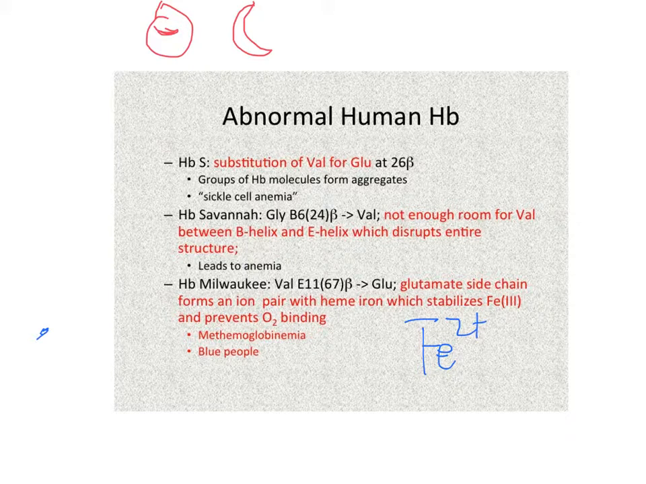And for these abnormalities, do you want us to just memorize them or just understand why the substitutions have an effect? Just why the substitutions would have the effect. Use the logic. Please don't memorize HB Savannah, Gly B6 to valine. Yeah, don't do that.